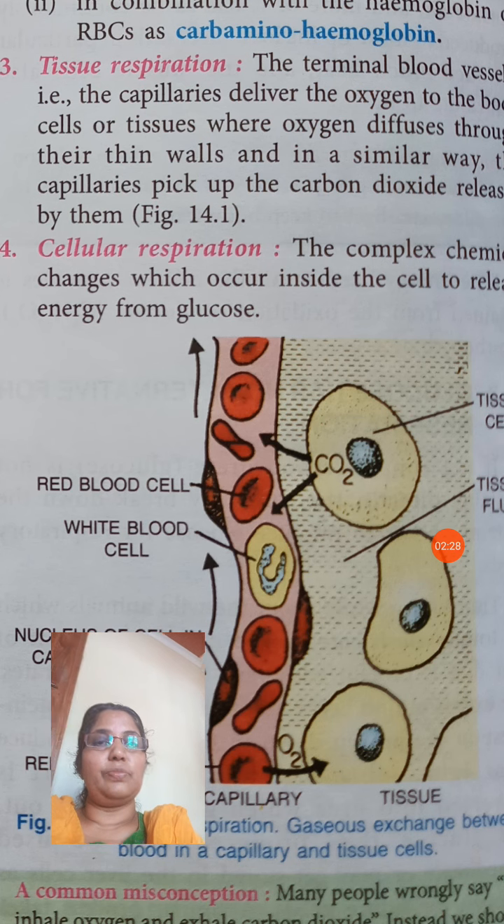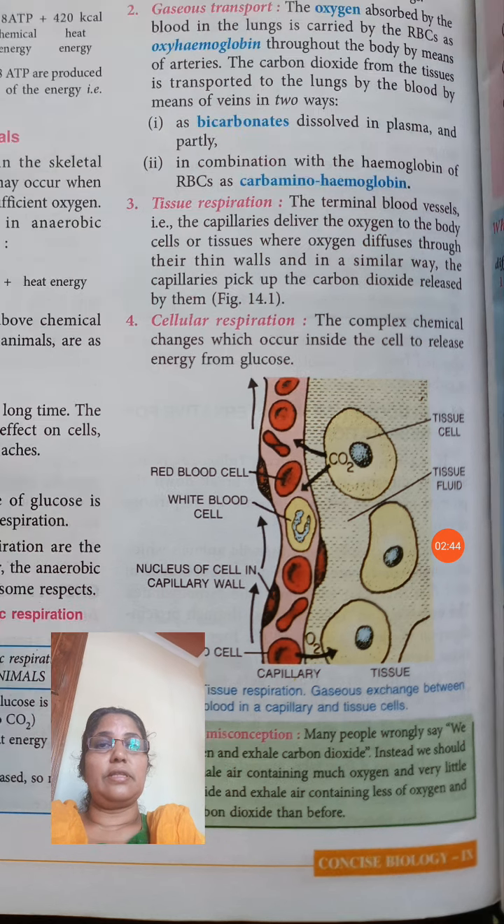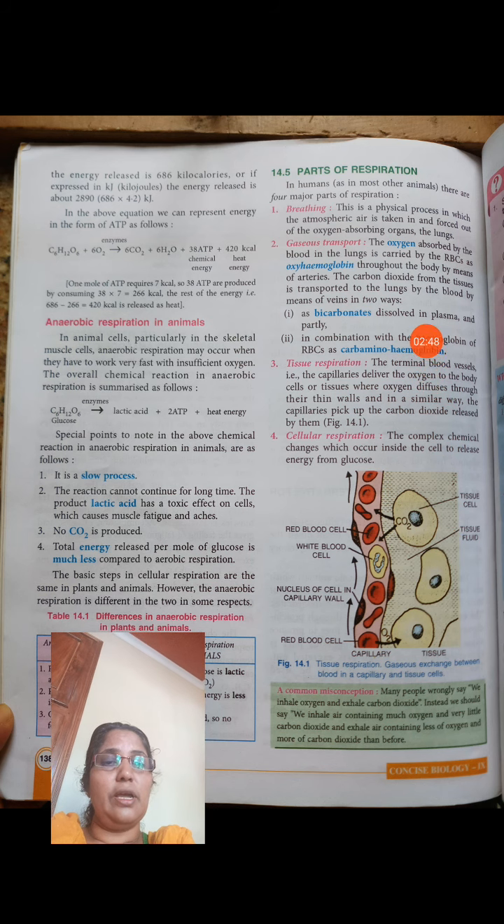Then cellular respiration. That is a very complex chemical reaction inside the cell. Several enzymes take part in that physiological activity, cellular respiration, inside the mitochondria, and that is how the respiration takes place.